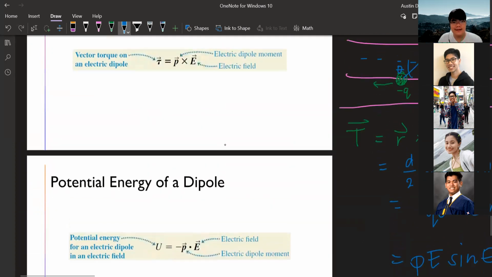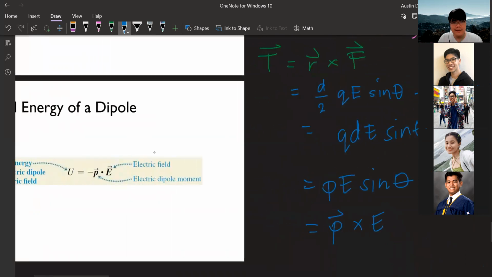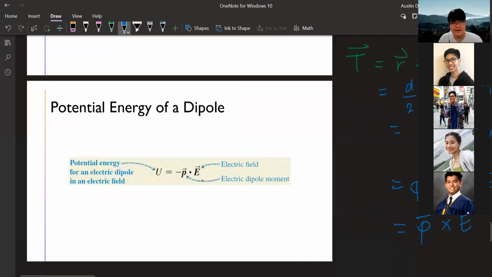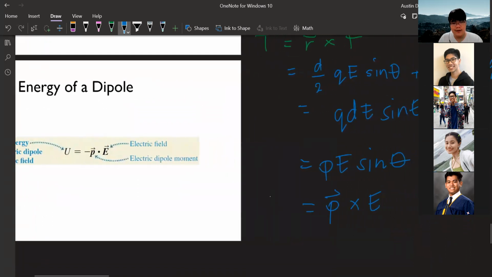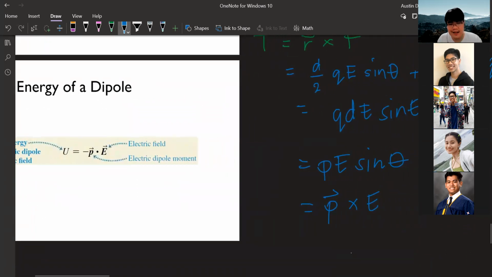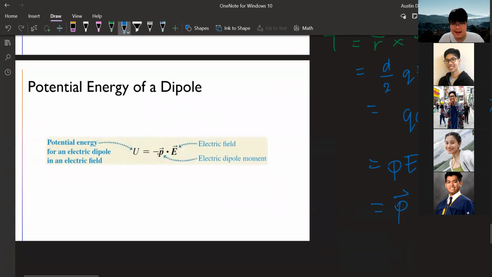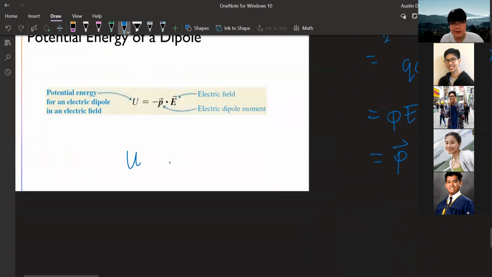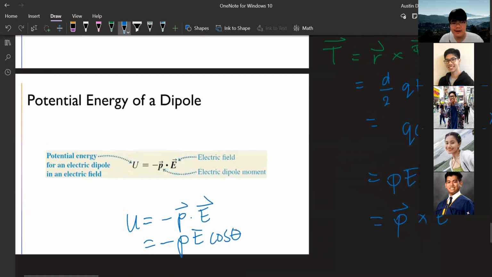And then, merong derivation na to sa libro, yung dipole, sa potential energy. Pero kulang na tayo sa time. So let's just leave it like this. So ito ay U, negative P dot E. So dot product naman, ang bibigay naman yan, cosine. P E cosine theta. Okay? So let's look at this.